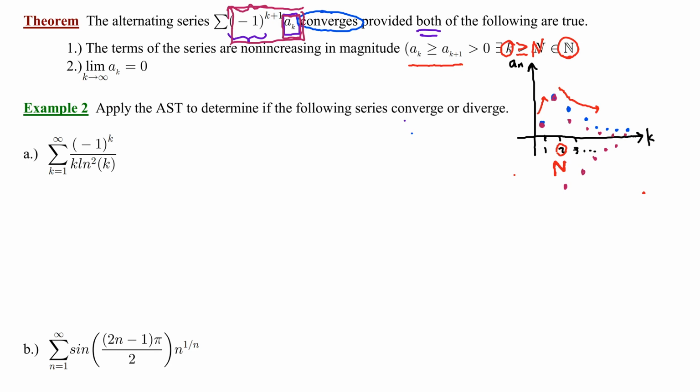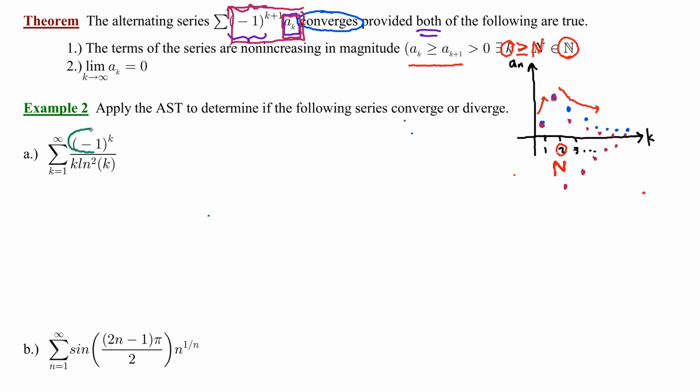Example 2, apply the AST, alternating series test, to determine if the following series converge or diverge. So we have the sum from k equals 1 to infinity of (-1)^k over k times natural log squared of k.